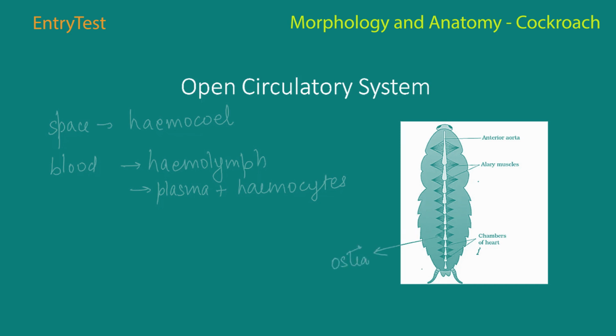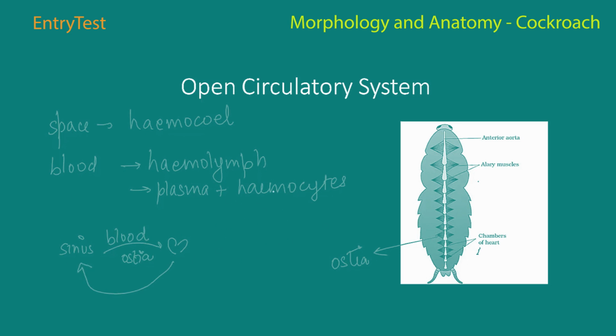Now the blood from the sinuses enters the heart through the ostia, and it is pumped to the sinuses once again. So that is how the circulation takes place.